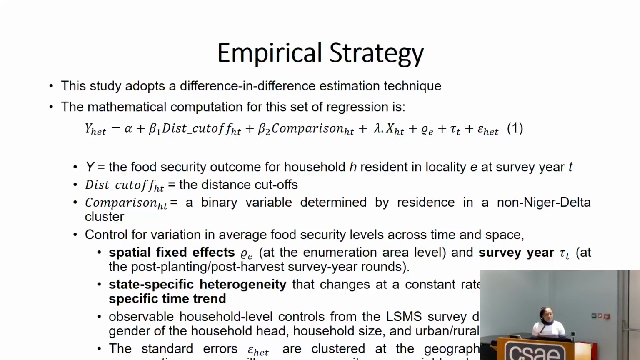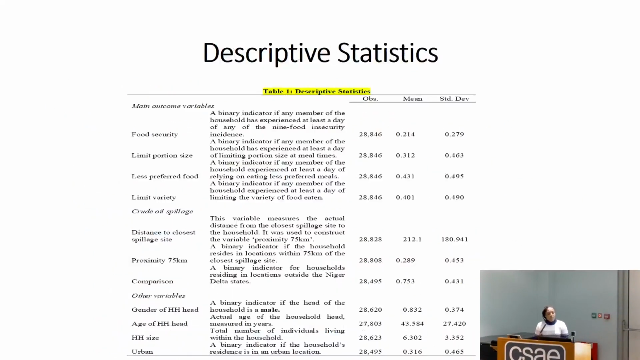The study adopts a different strategy: we use the distance cutoff as the independent variable, which is used to explain the food security outcome for household residents living in the locality of interest. We controlled for spatial fixed effect, the survey year, and the state fixed effect, and the standard errors were clustered by enumeration areas, given the LSMS data that we used.